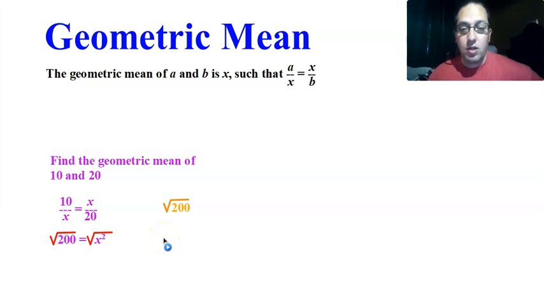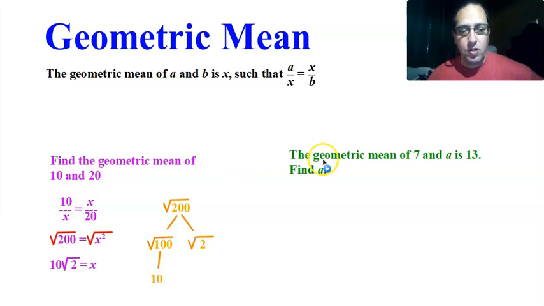That's easy enough. That's 100 times 2. So we have the square root of 100 times the square root of 2. The square root of 100 is 10, out from under the square root. 2 is prime, so it's done. So we have 10 and the square root of 2, and that's our answer. 10 square roots of 2 is the geometric mean between 10 and 20.